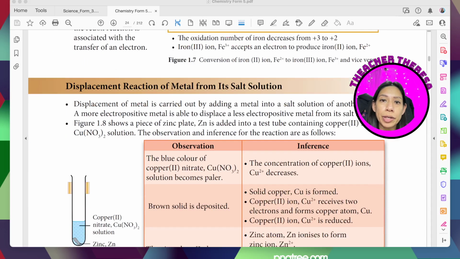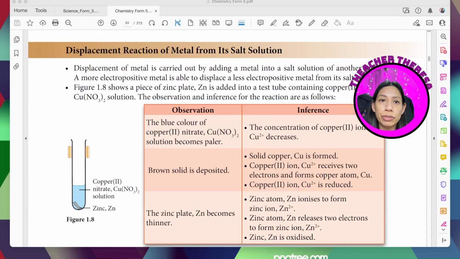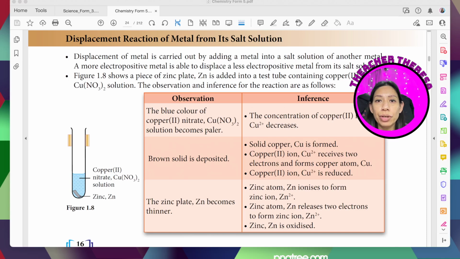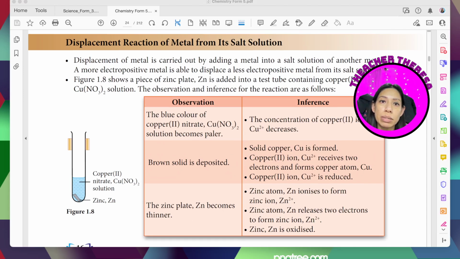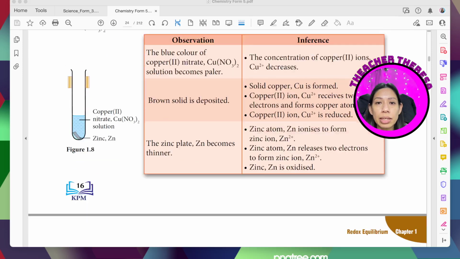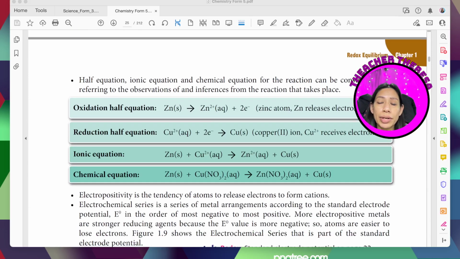Now, there are a few experiments conducted in this part of the topic to prove redox. Redox takes place in most chemical reactions. As we know, the first one was oxidation of iron 2 and reduction of iron 3. The next experiment that we can conduct to prove that the reaction is a redox reaction is what we call a displacement reaction. Displacement reaction is using a more reactive metal to displace another metal from its salt solution.